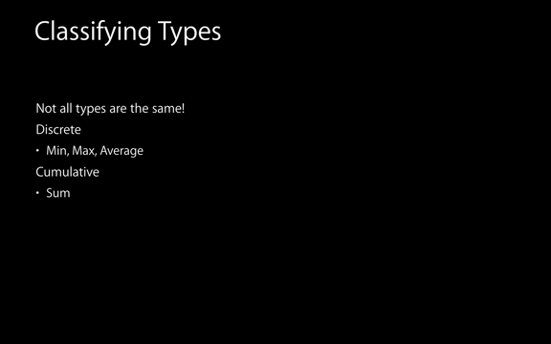Cumulative types are things like your step count or the number of calories that you've burned. In contrast to discrete types, I really don't care about an individual sample. What I care about is an aggregation of samples over a period of time. For example, that I took 7,000 steps today. So the only statistic we care about on cumulative types is sum.